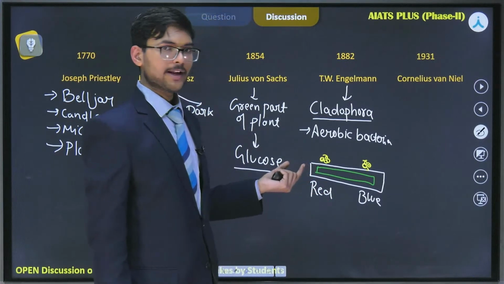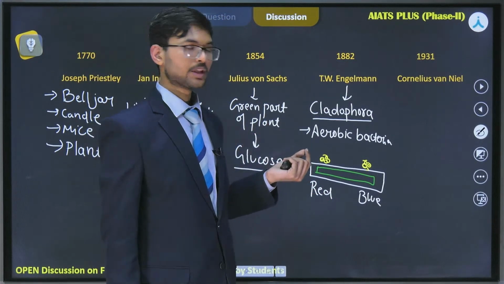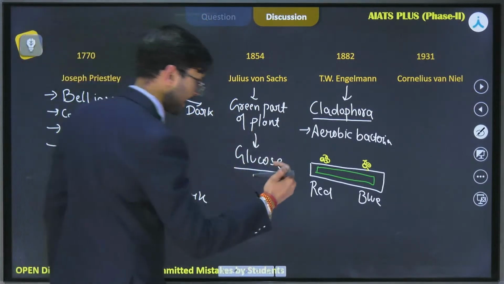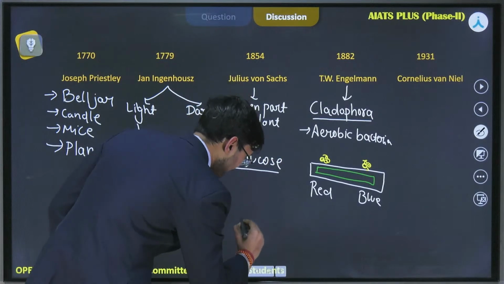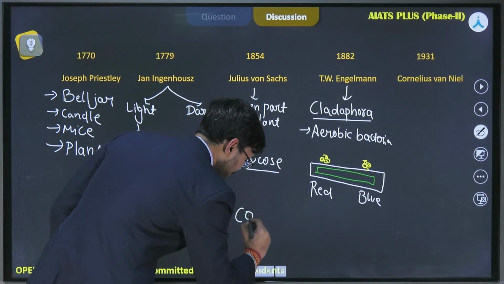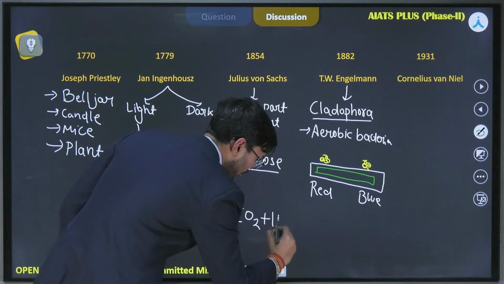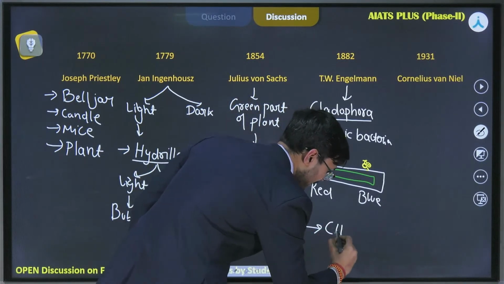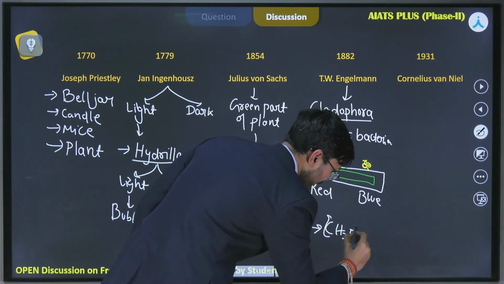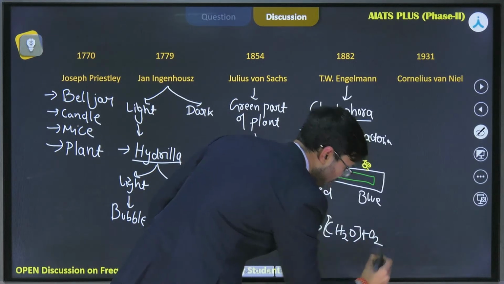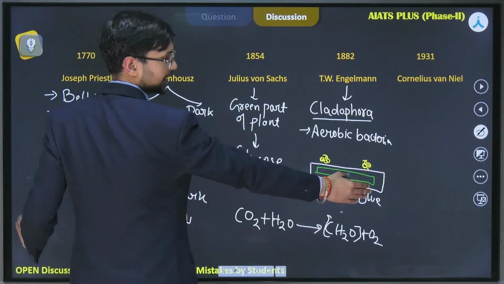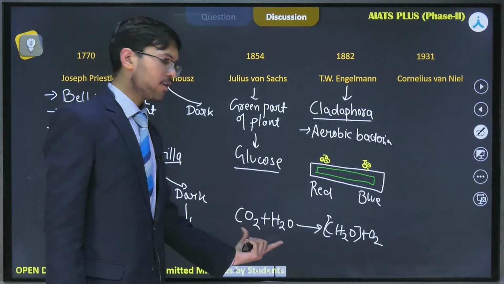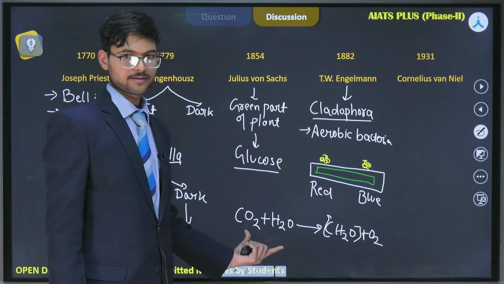After T.W. Engelmann came Cornelius van Niel. Up till this experiment, we are quite clear about the reaction in photosynthesis, right? CO2 is required, water is required in the plant, and carbohydrate will be formed, and there will be liberation of oxygen. Up till now, from this year to now, we have a somewhat formula for the process of photosynthesis.